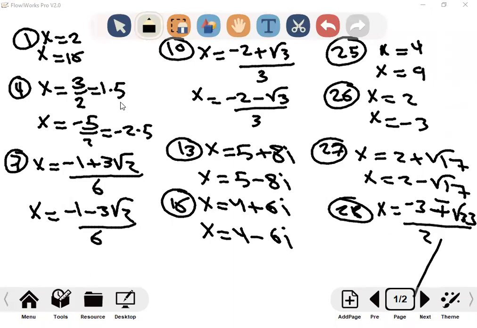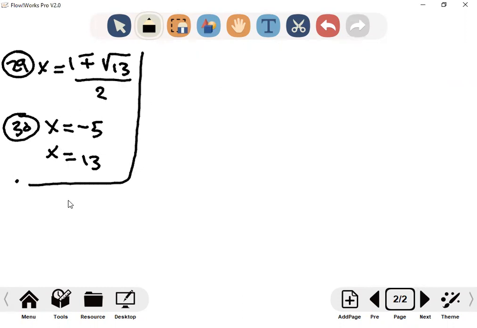Questions in the first page here done, guys. This one. This one here. Any questions from this equation?